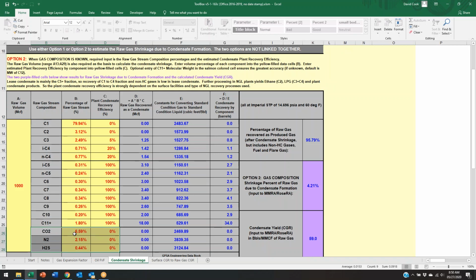In an exploration setting, generally you won't have this type of detail available. You should use option 1, but when you have that information, it will provide to you what is the recommended shrinkage associated with the gas stream that has been modeled.